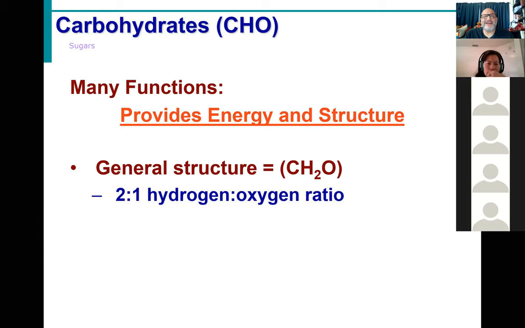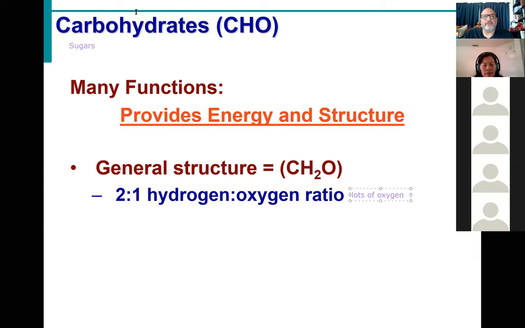One of the keys with carbohydrates is that they're made up of carbon, hydrogen, and oxygen. But the real key to a carbohydrate is that carbohydrates have a 2-to-1 ratio of hydrogen to oxygen. The key to this is they have lots of oxygen in them. So again, they're comprised primarily of carbon, hydrogen, and oxygen, with basically a 2-to-1 ratio of hydrogen to oxygen.